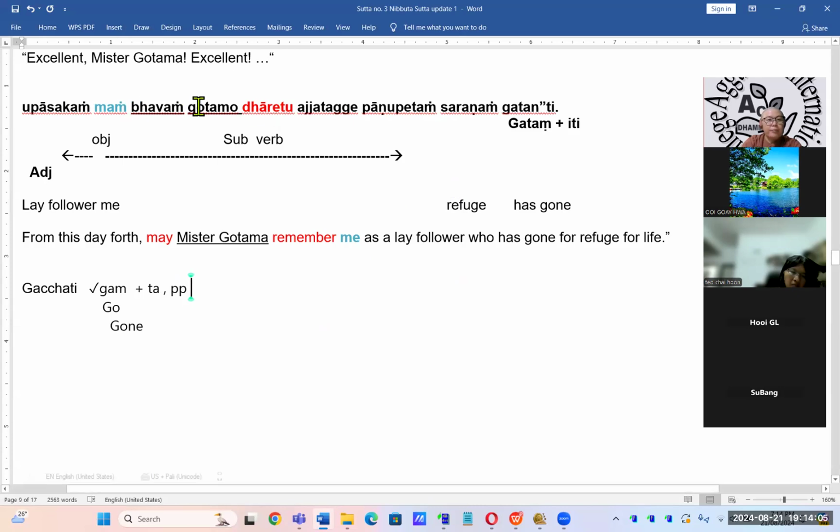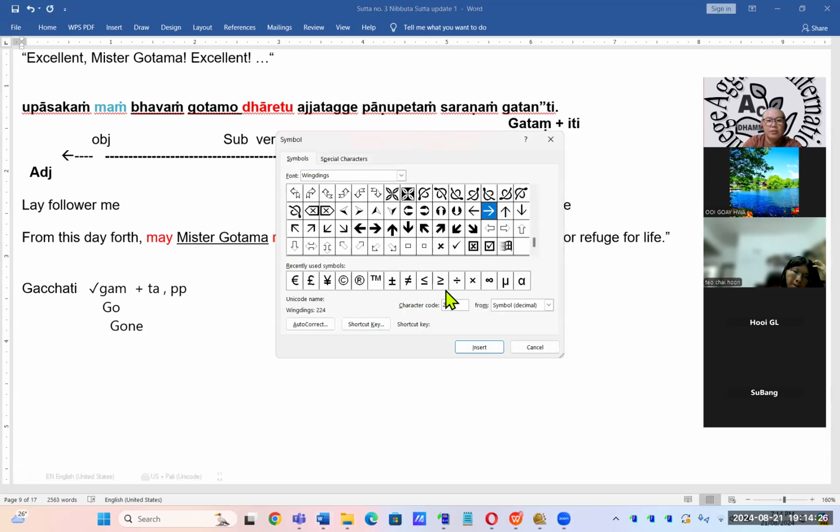Upasakam mam bhavam Gotamo dharetu, remember, pana upetam. Okay. Saranam is refuge. Gatam is gone. So remember me as a follower who has gone. Okay. So from here, you have this one.